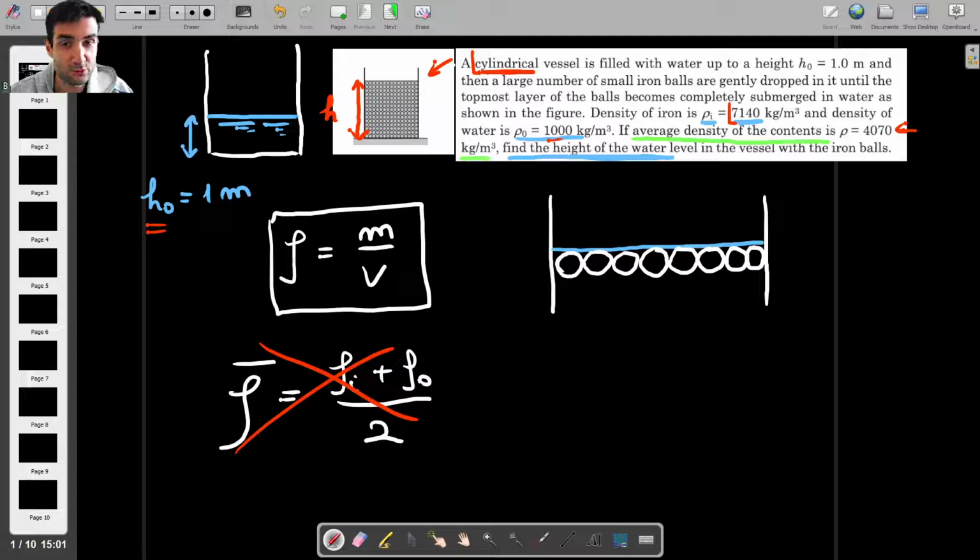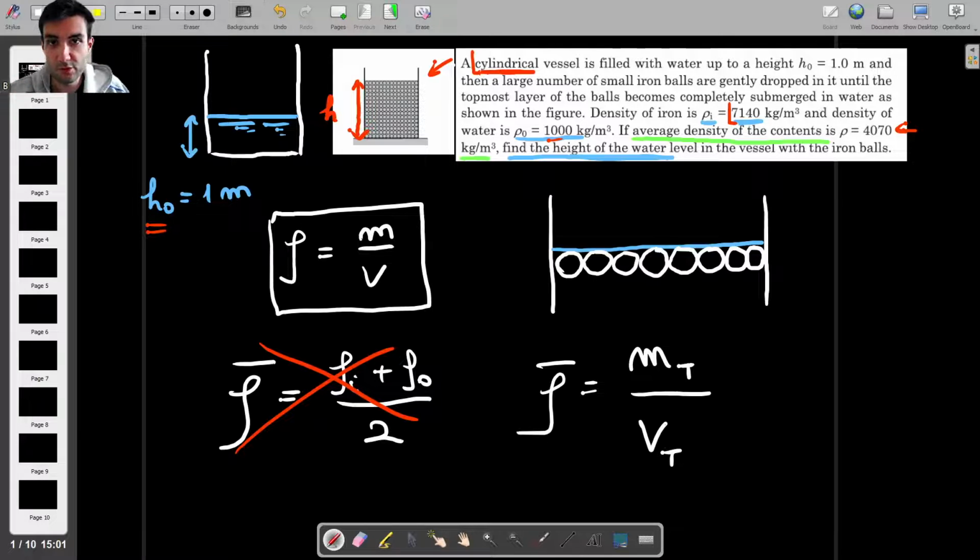On the other hand, the definition of average density is something very different. Average density is, simply put, the total mass of whatever's in the vessel, so that's the water and the pellets, divided by the total volume. So that's the volume of the water plus the volume of the pellets. It's a simple formula, but don't do it the other way. The average density is not the average of the two densities. Keep this distinction in mind.